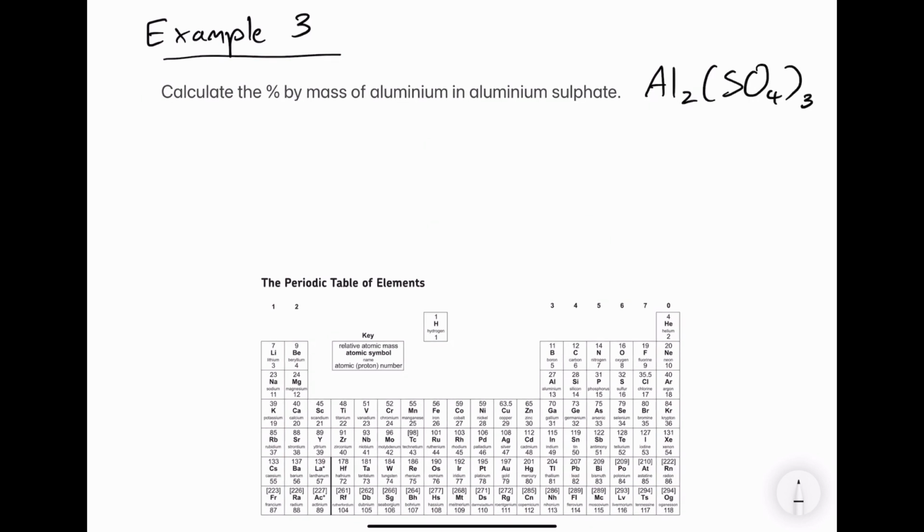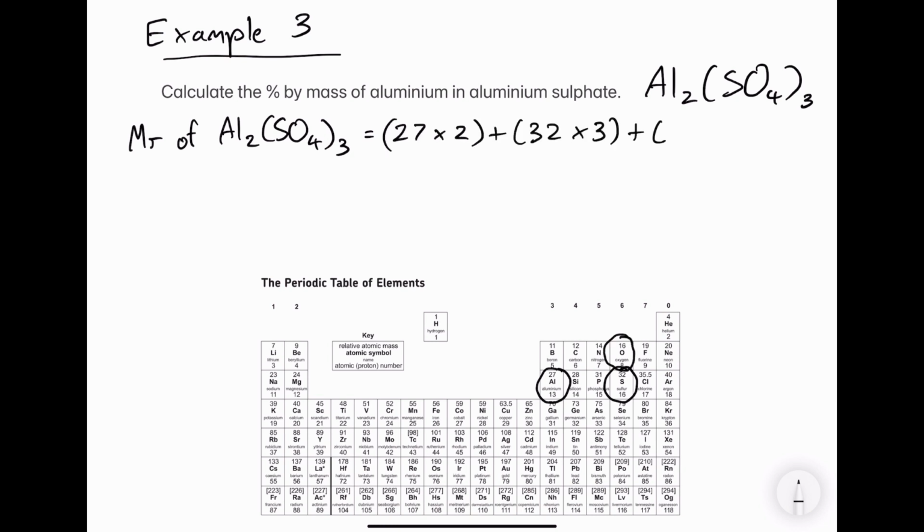Our last example is to calculate the percentage by mass of aluminium in aluminium sulfate, and the chemical formula of aluminium sulfate is Al2(SO4)3. First, we need to work out the Mr of aluminium sulfate. The Mr of aluminium sulfate is 342.